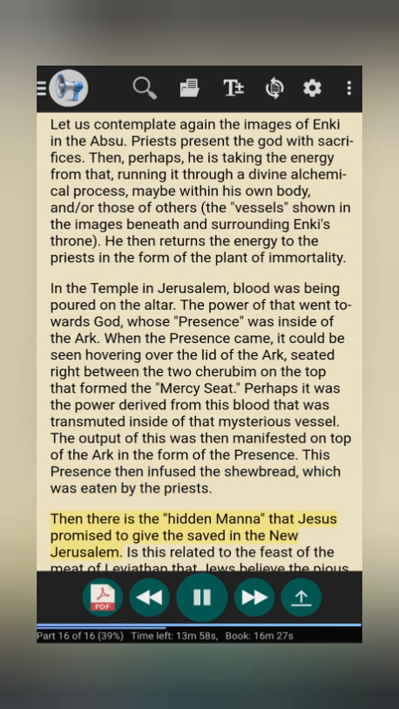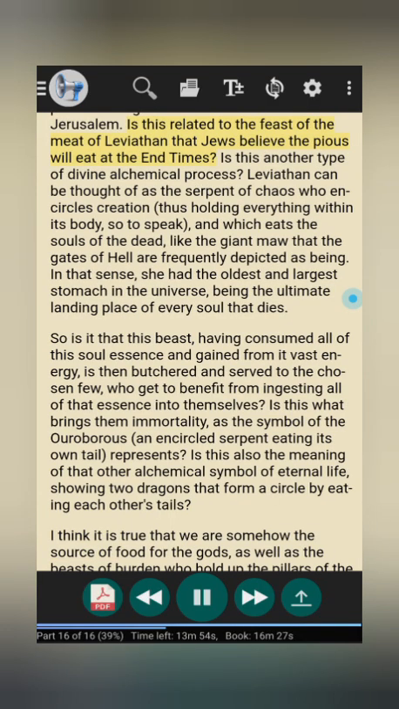Then there is the hidden manna that Jesus promised to give the saved in the New Jerusalem. Is this related to the feast of the meat of Leviathan that Jews believe the pious will eat at the end times? Is this another type of divine alchemical process? Leviathan can be thought of as the serpent of chaos who encircles creation, thus holding everything within its body, so to speak, and which eats the souls of the dead, like the giant maw that the gates of hell are frequently depicted as being. In that sense, she had the oldest and largest stomach in the universe, being the ultimate landing place of every soul that dies.